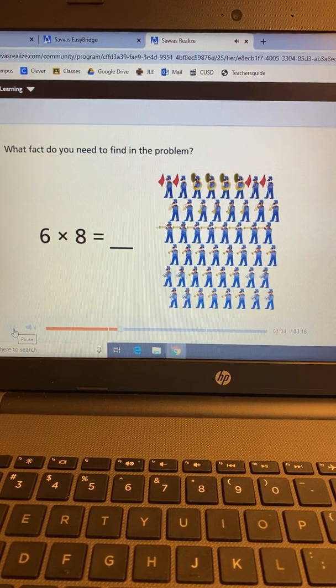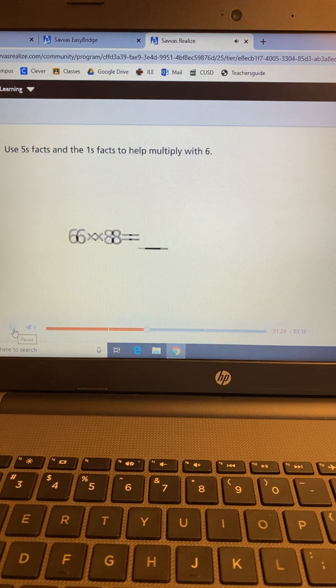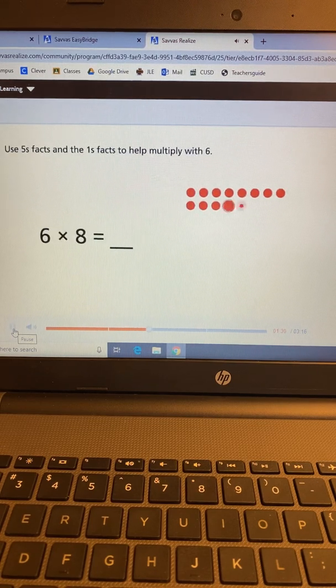What fact do you need to find in the problem? You need to find 6 times 8. Which facts that you already know can help with facts for 6 and for 8? If you know the 2's and 5's facts, you can figure out most other facts. Use 5's facts and the 1's facts to help multiply with 6.